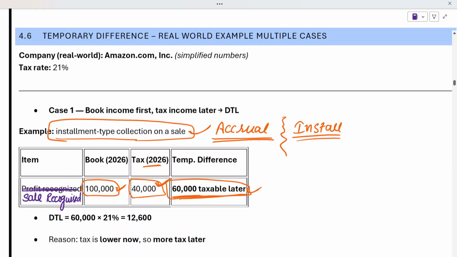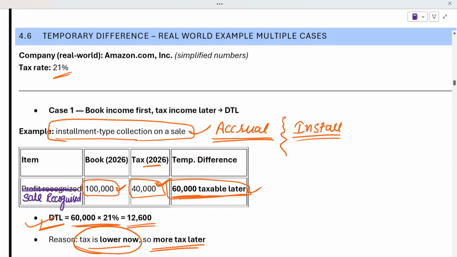And if this gets taxed at a later point of time, this will create a deferred tax liability case for us. And on this 60,000, what will be the amount of deferred tax liability? If the tax rate is 21%, you will multiply this 60,000 by 21%, and you will get a deferred tax liability of 12,600. Why? Because tax right now is paid lower, and in future you need to pay higher taxes, and that's the reason this is a deferred tax liability.